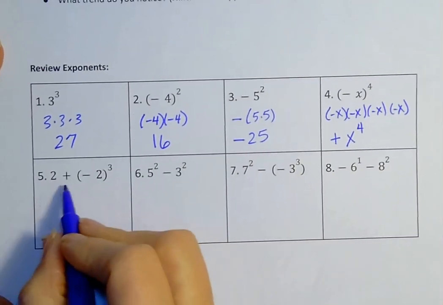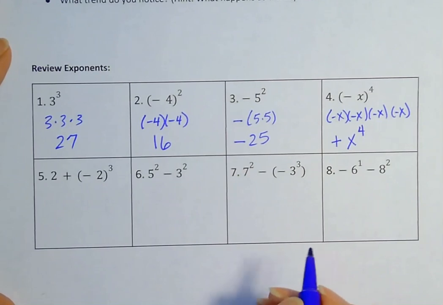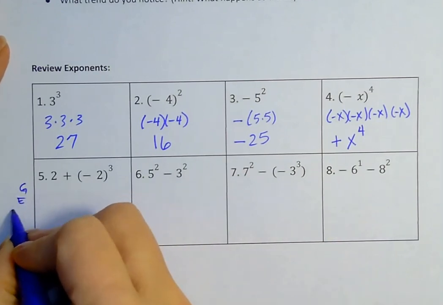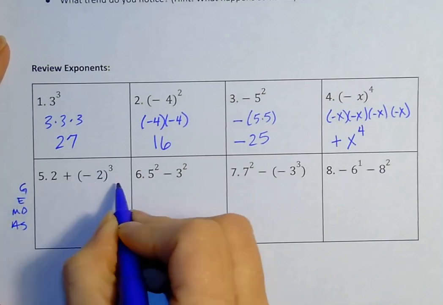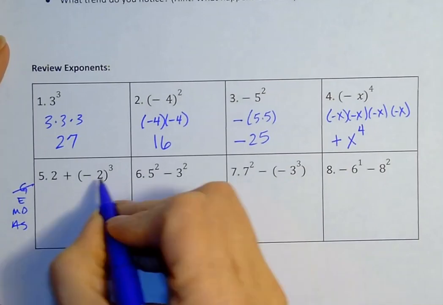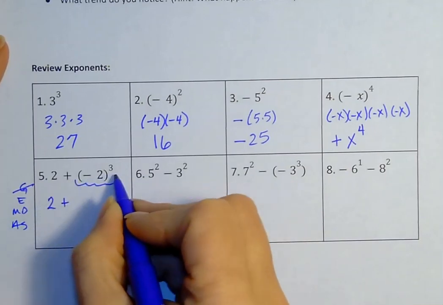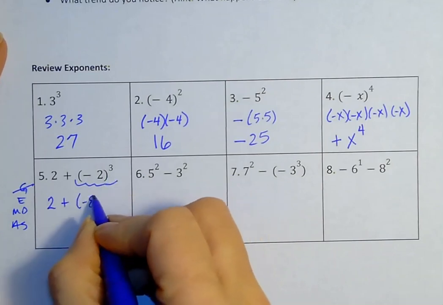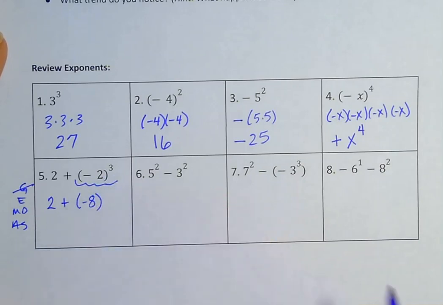Okay, 2 plus the quantity negative 2 cubed. And so what I have to do is order of operations. Order of operations, GEMDAS. I'm going to do grouping first, no groupings. I'm going to do exponents next. I bring down the 2, and I have negative 2 times negative 2 times negative 2. That is negative 8. Negative 2 times negative 2 is positive 4 times negative 2 is negative 8. 2 plus negative 8 is negative 6. That's my answer.